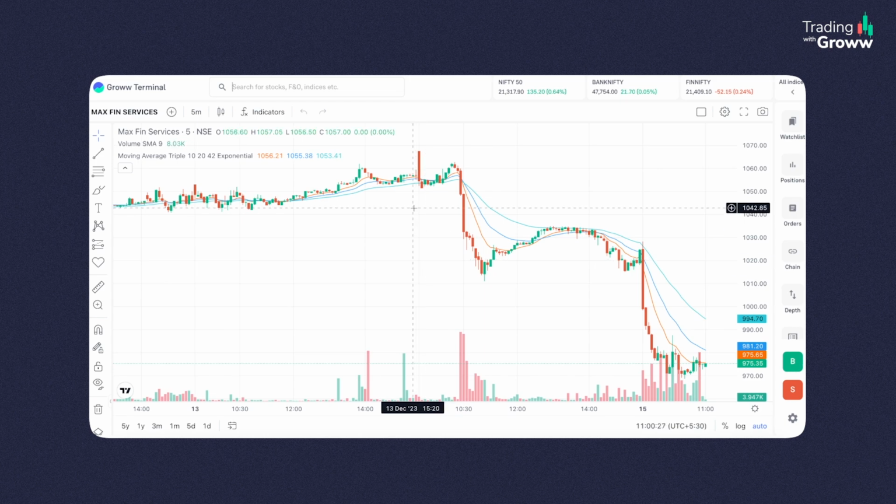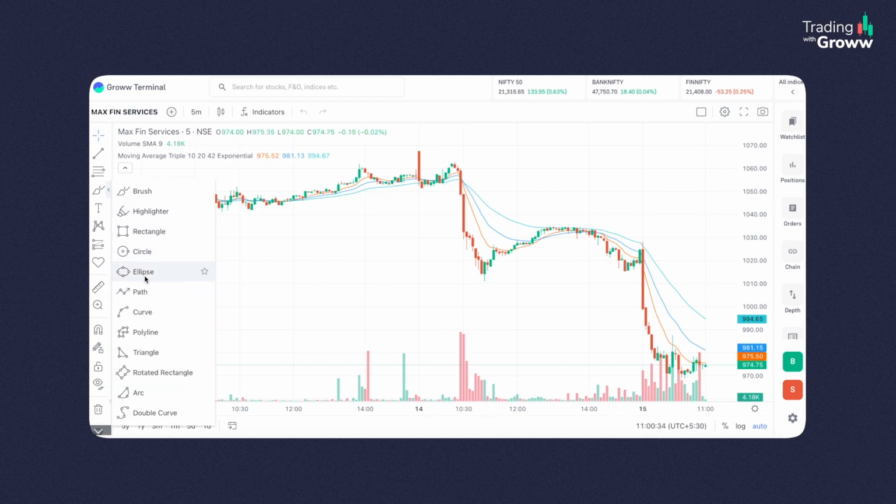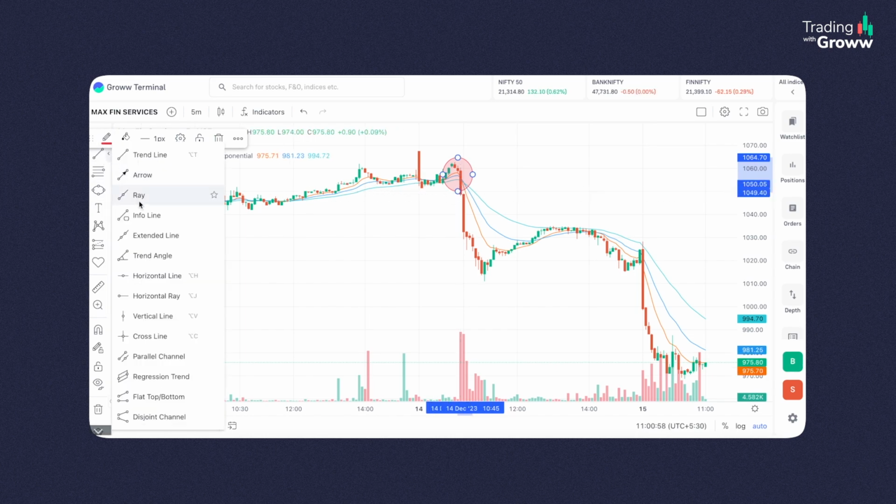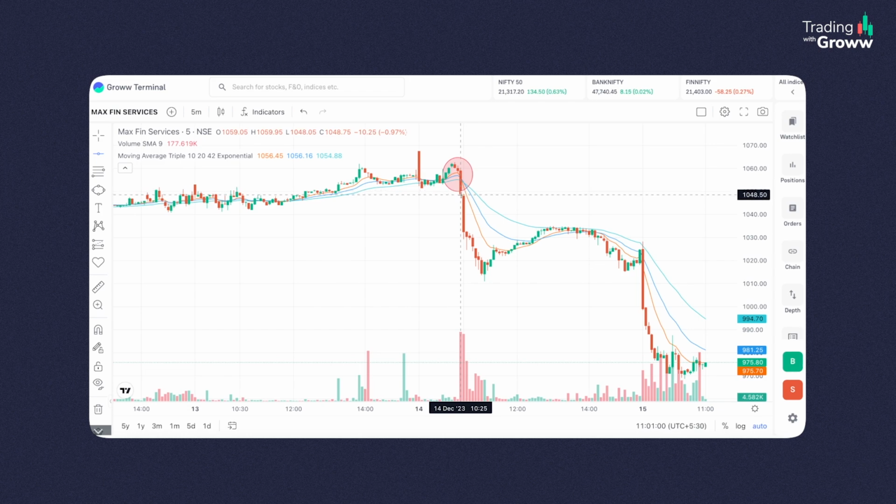Now you could see this is Max Financial Services, where yesterday at this point, the stock closed on the downtrend, which means that this specific candle closed below the moving average, and also the red line has gone below the blue line, both the medium moving average and the slow moving average, which means that the trend has turned bearish. So we will short at the close of this candle, which is approximately 1048 rupees. So let me plot that area here.